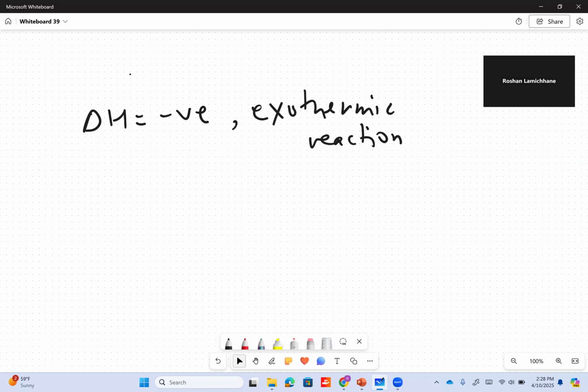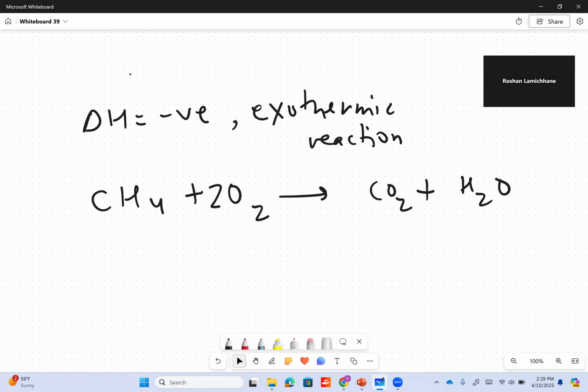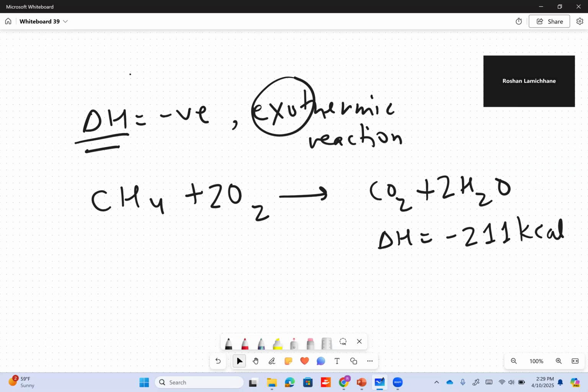Meaning that in my earlier reaction, I could have written something like this. I had methane reacting with oxygen gas, giving me carbon dioxide plus water. So this is how I balance it, CO2 and 2H2O. Now, since we said that energy was released, and we say delta H value is negative whenever energy is released, we can write down delta H for this reaction is negative 211 kilocalories. That's how we know this is an example of an exothermic reaction.